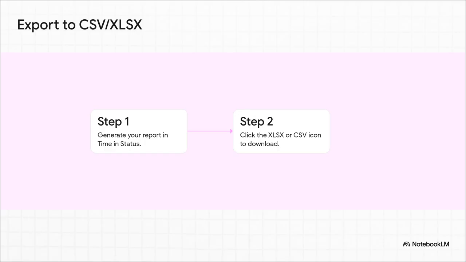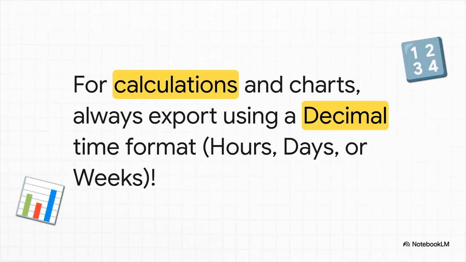And it couldn't be easier. Seriously, you just generate the report you want, click one little button, and bam, it's on your computer as a CSV or an Excel file. Now you're all set to build pivot tables, make custom charts, or do whatever you need to do. Now listen up, because this pro tip will save you a massive headache later. If you're planning to do any math or build any charts, always export your time in a decimal format. It turns something messy like 3 days and 6 hours into a clean number like 3.25, which Excel actually understands. Trust me, it's a total game changer for analysis.